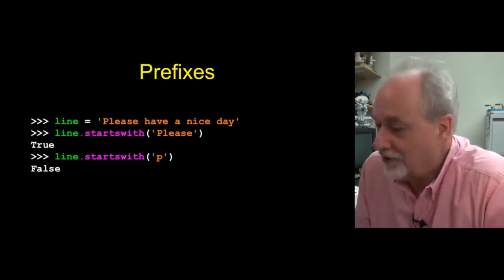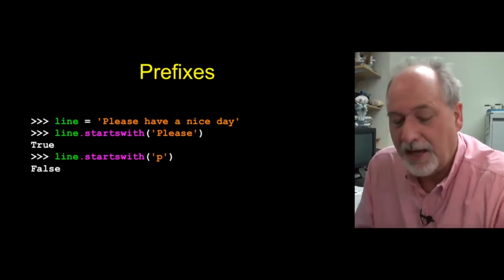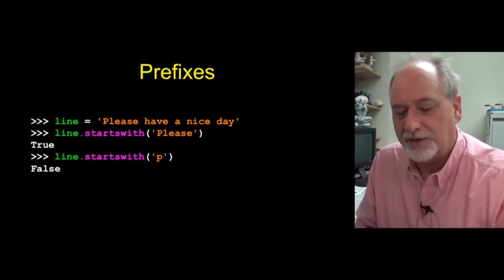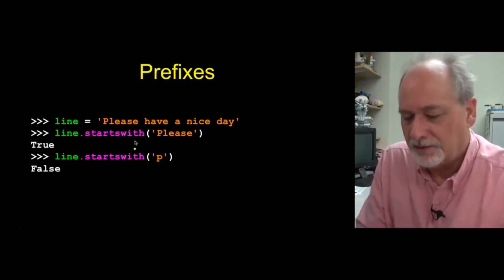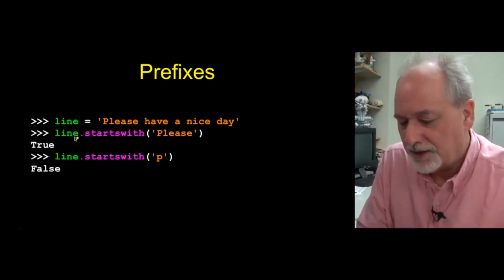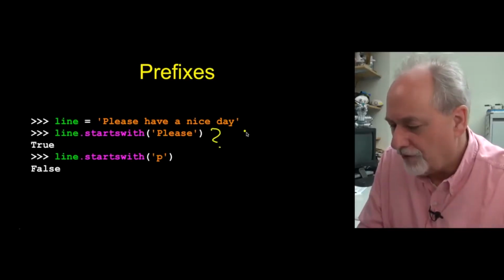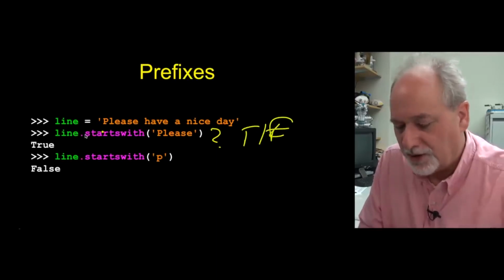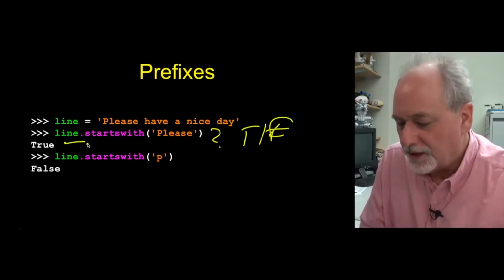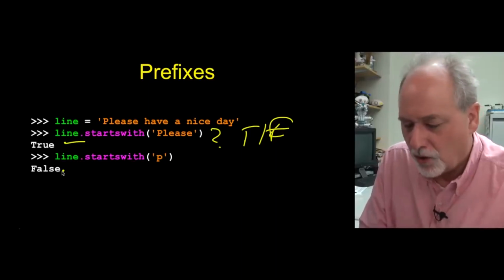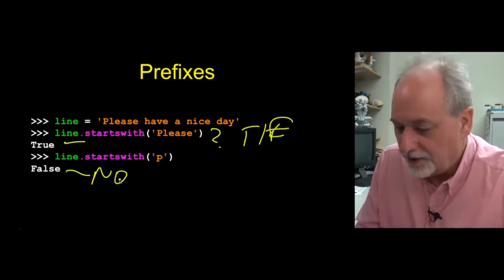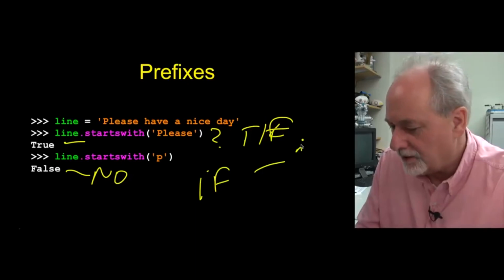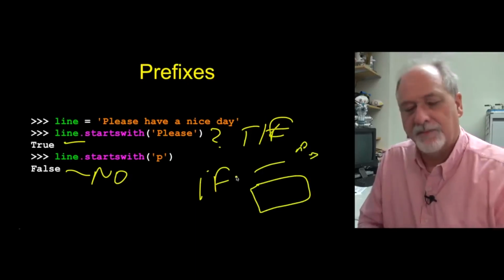We can ask very conveniently, hey, does this line start with a particular string? So line.startswith is a question that's going to return a true or a false. Does this line start with Please? And the answer is true, it does start with Please. Does this line start with a lowercase p? No, it does not. And so again, you'll use this in the context of if something, colon, some block of code.